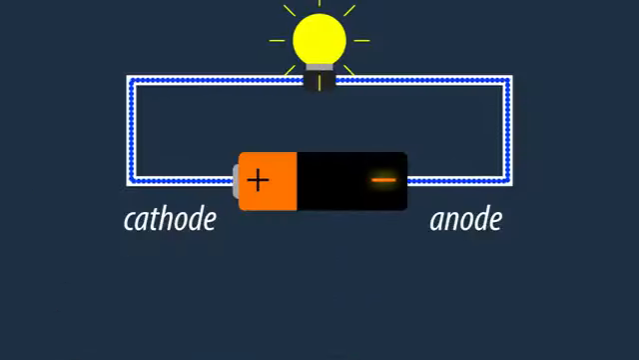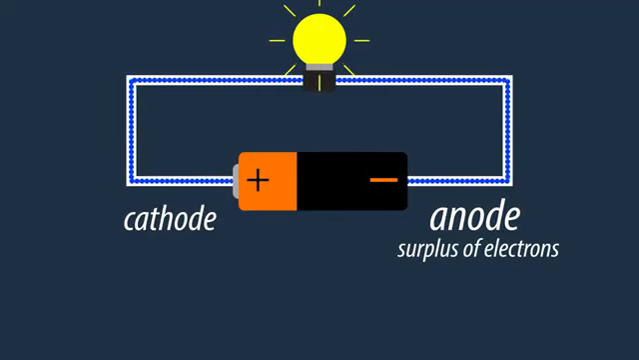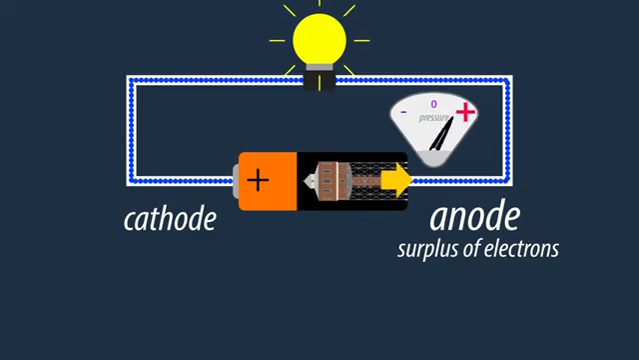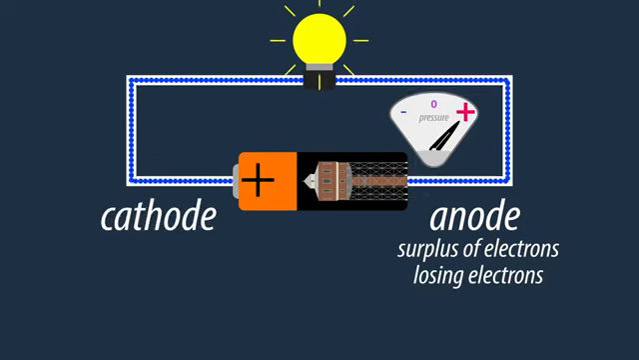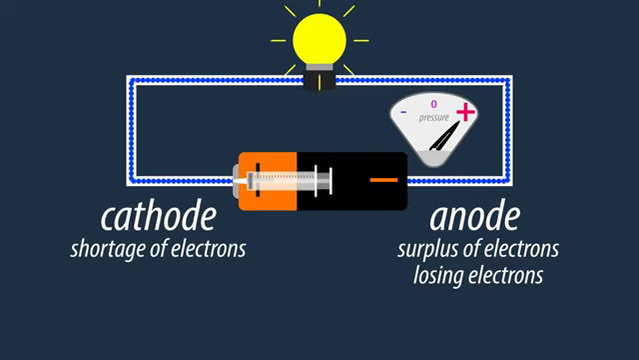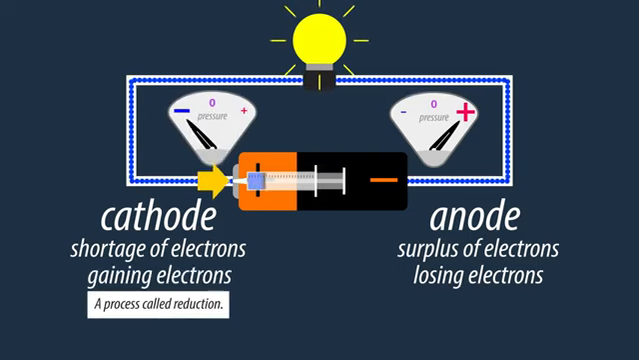If you've seen the previous videos, you'll know that electrons flow from the negative to the positive. It is the minus side, the anode, that has a surplus of electrons and is therefore comparable to our water tower, putting positive pressure on the circuit, losing electrons. And it is the plus side, the cathode, that has a shortage of electrons and is therefore comparable to our syringe, putting relative negative pressure on the circuit, gaining electrons.